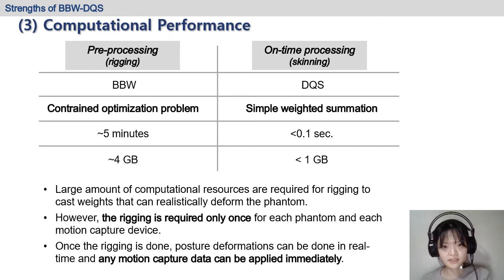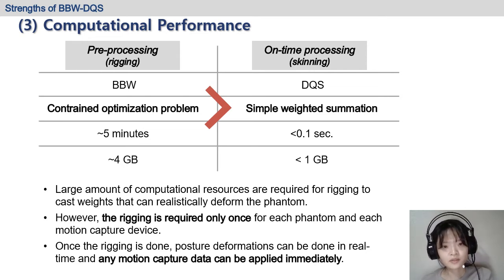Compare these two steps. The most important difference between the two is that the calculation of BBW is a constrained optimization problem that requires several iterations, while DQS can be done by simple weighted summation. Because of this, as can be seen here, the pre-processing requires more computation resources, while on-time processing requires only a few of them. Still, however, the compute resources required for the pre-processing is not that much.